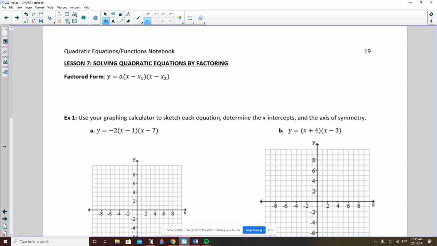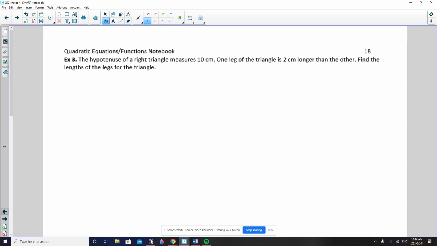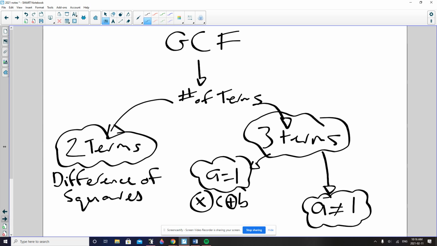Now, in order to be able to solve quadratic equations by factoring, what we need to know is just how to factor overall. We've already reviewed this flowchart for factoring, where the first thing I always want to do is determine if there is a greatest common factor within that quadratic. And if there is, I would divide that out evenly from each term. The second thing I want to ask myself is how many terms are there? If there are only 2 terms, I would solve using difference of squares, which is, remember, essentially square rooting each term and creating conjugates.